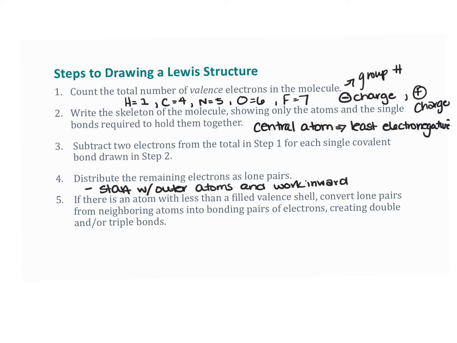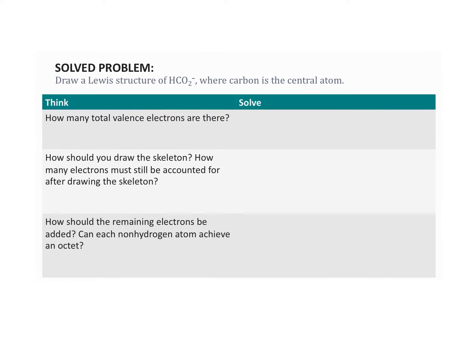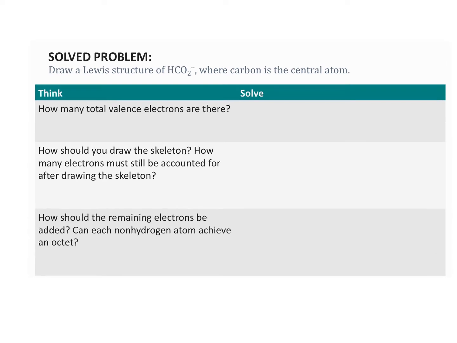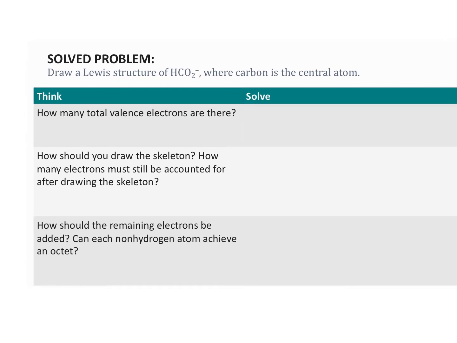Let's do an example. So we are going to draw the Lewis structure of HCO2- where carbon's a central atom. Now, if we didn't know carbon was a central atom, we could use electronegativity, but we haven't reviewed that yet. So we're going to do our first step. How many total valence electrons are there?